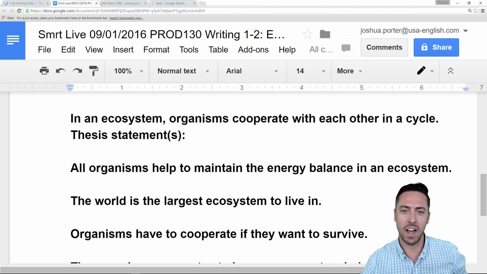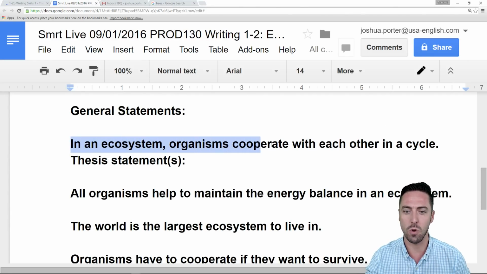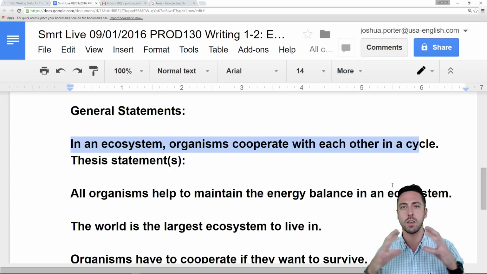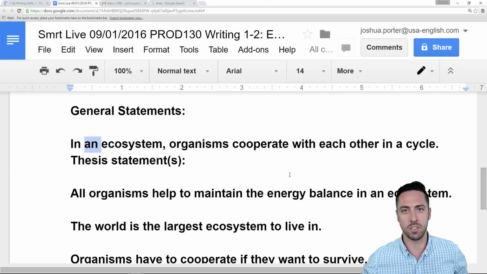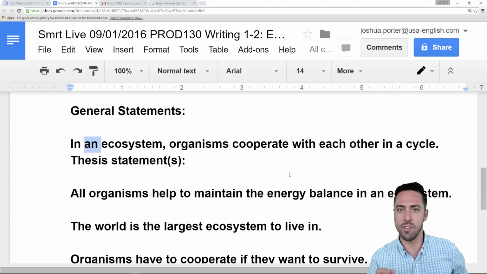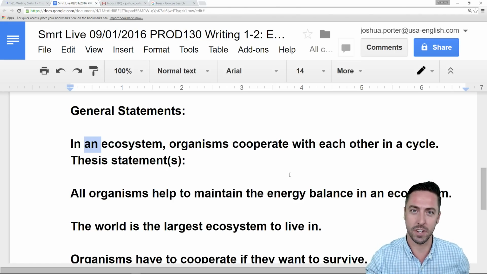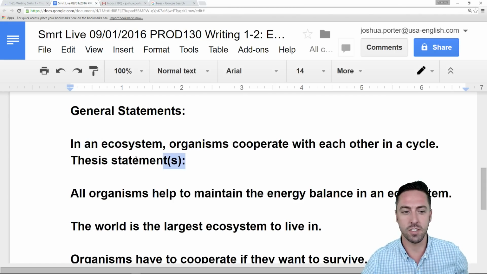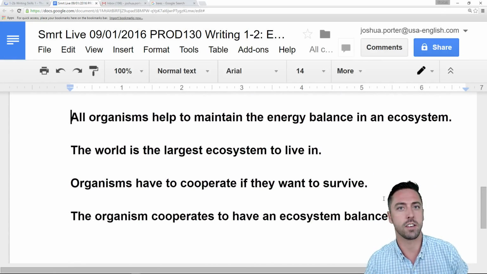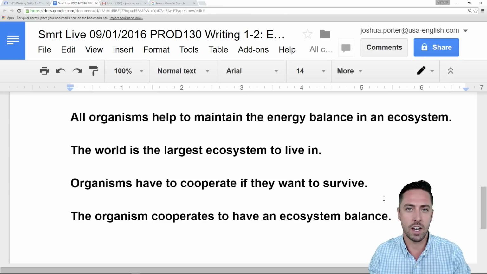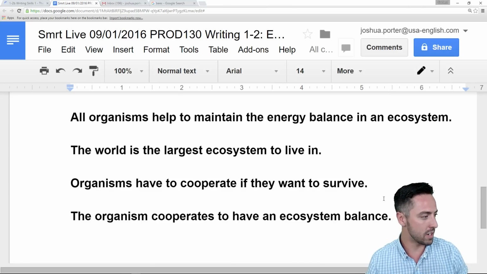Our main idea, our general statement is, in an ecosystem, organisms cooperate with each other in a cycle. So we're just talking about an ecosystem. Right? General. This is our general determiner. If it was specific, that would be more appropriate in a thesis statement, something specific, a specific argument. So this is our general statement. And these proposed theses, you're on the right track. You're trying to become more specific. Much of this is still general. So you're building up there, but we want to get to a very strong argument.